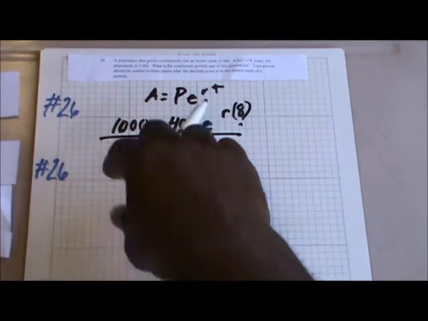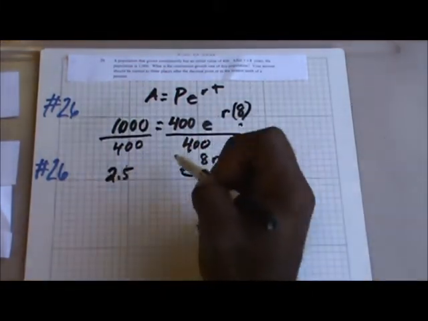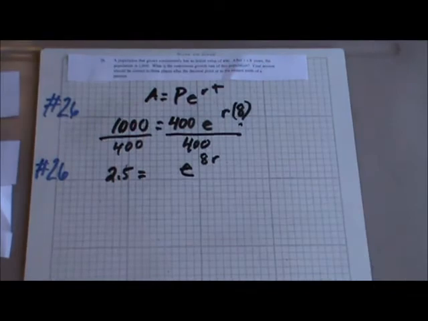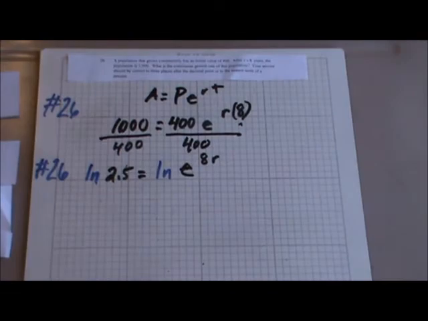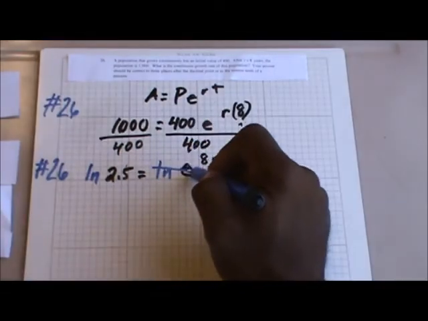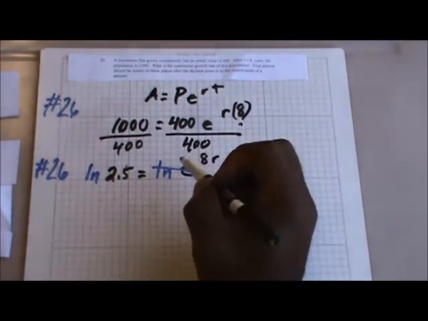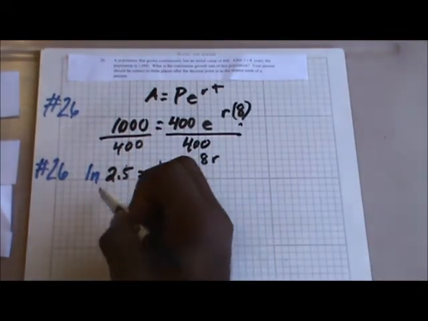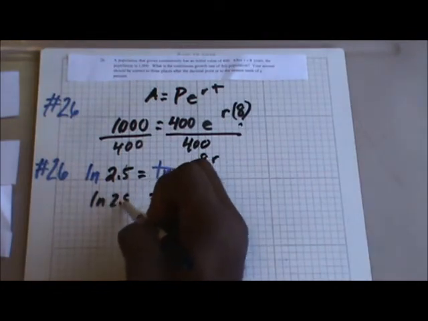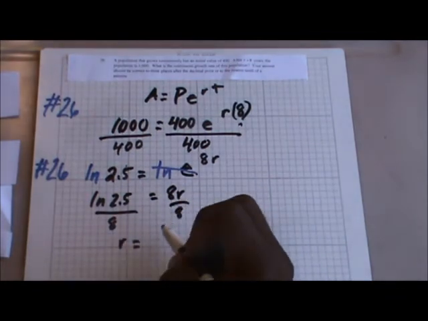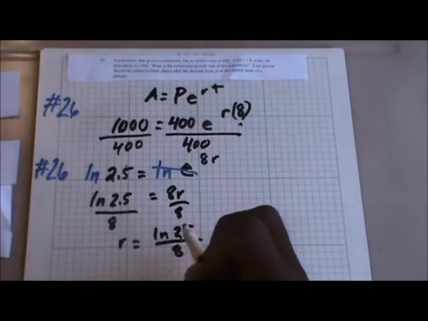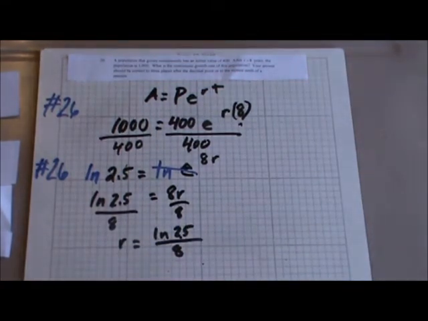Now that I have that, if I want to continue to solve, I have an e here, so I want to natural log both sides in order to solve. Natural log e cancels, that is 8r on that side. This side we have natural log of 2.5, and then we want to divide both sides by 8. So r should equal the natural log of 2.5, make sure you close your parentheses, divided by 8. And if we do that correctly, we should end up with an r value.